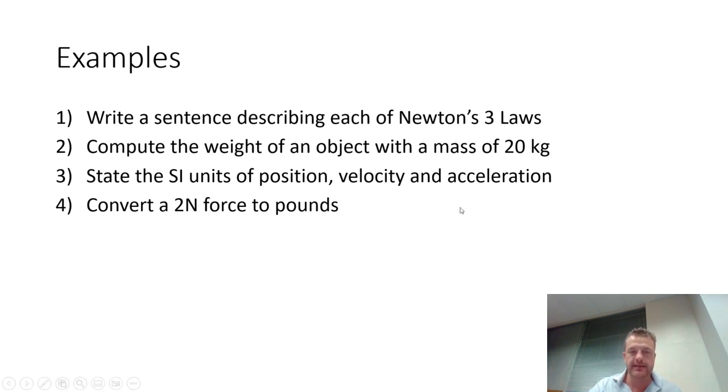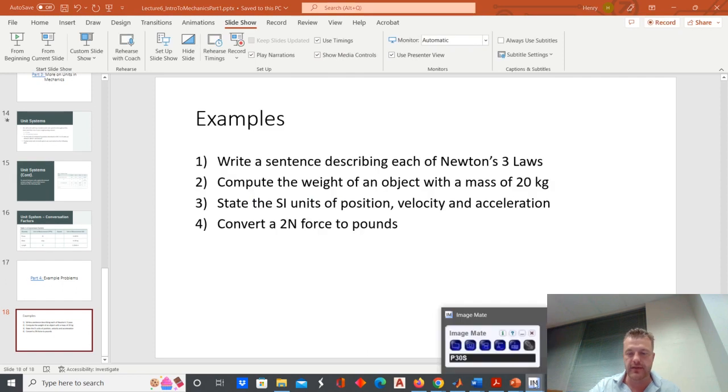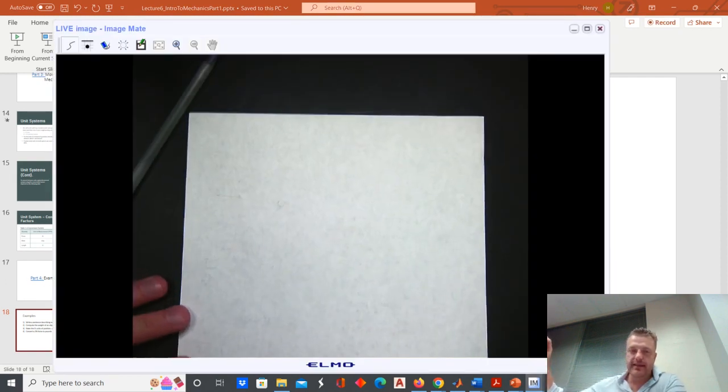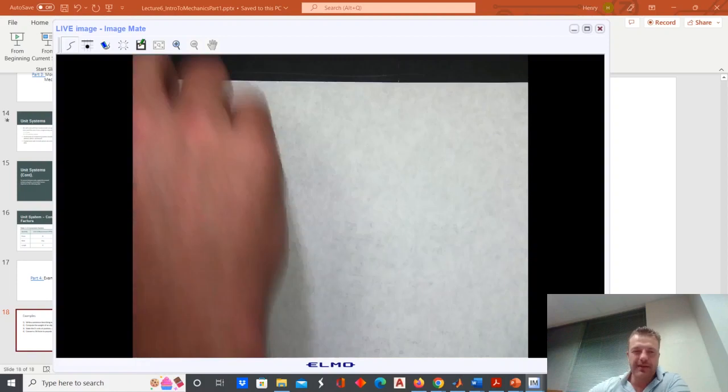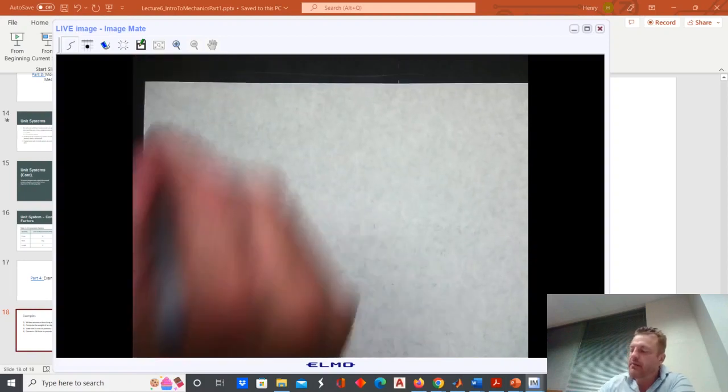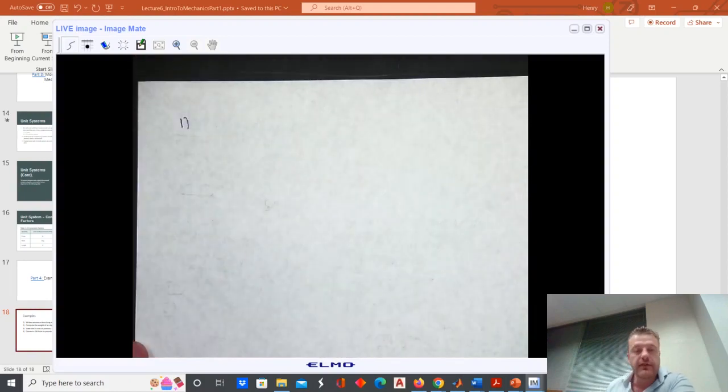First says to write a sentence describing each of Newton's 3 laws. And we're not going to write detailed sentences on the DocCam, but just pause the video and think about it for a minute and see if you can come up with your own definitions.